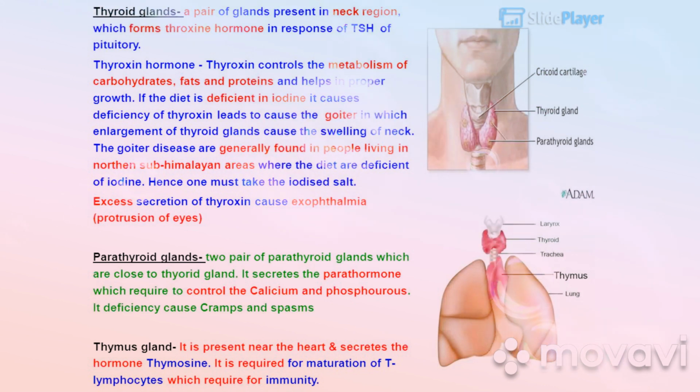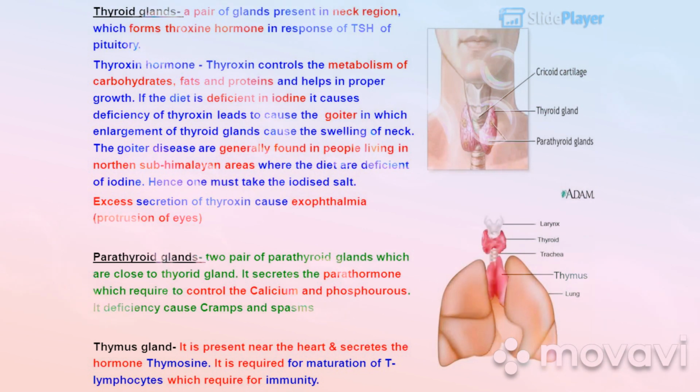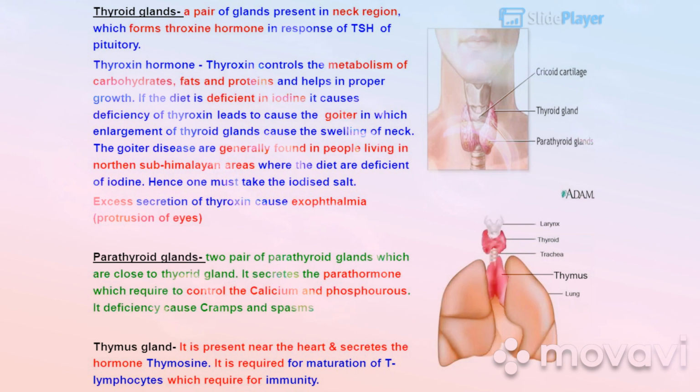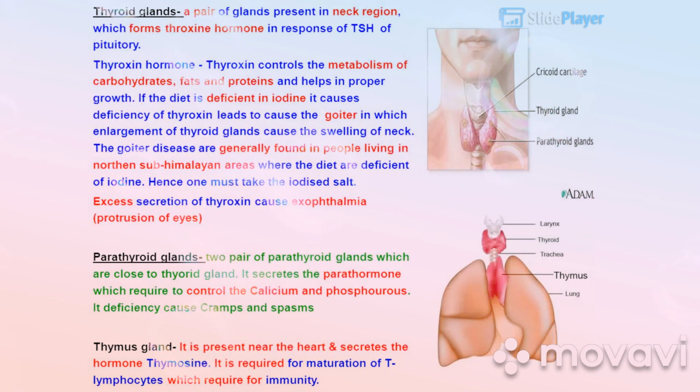Parathyroid glands. Two pairs of parathyroid glands are close to the thyroid gland. It secretes parathormone, which is required to control calcium and phosphorus. Its deficiency causes cramps and spasms. Thymus gland. It is present near the heart and secretes the hormone thymosin. It is required for maturation of T lymphocytes, which are required for immunity.